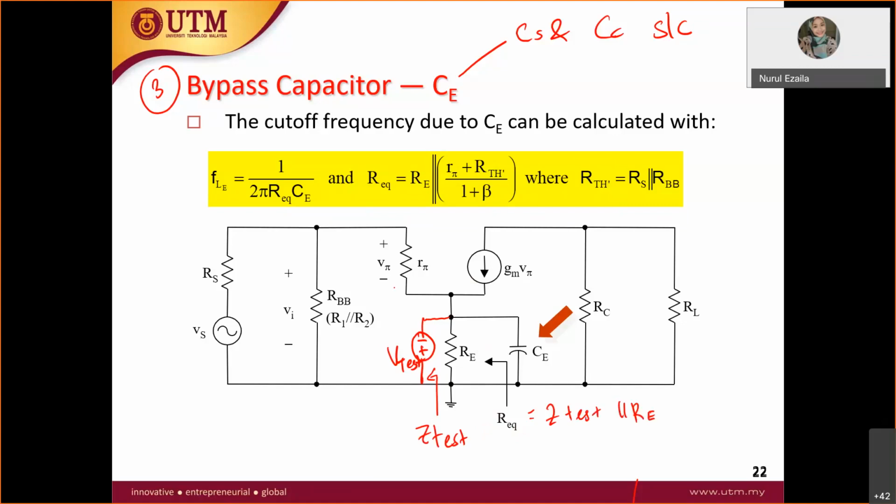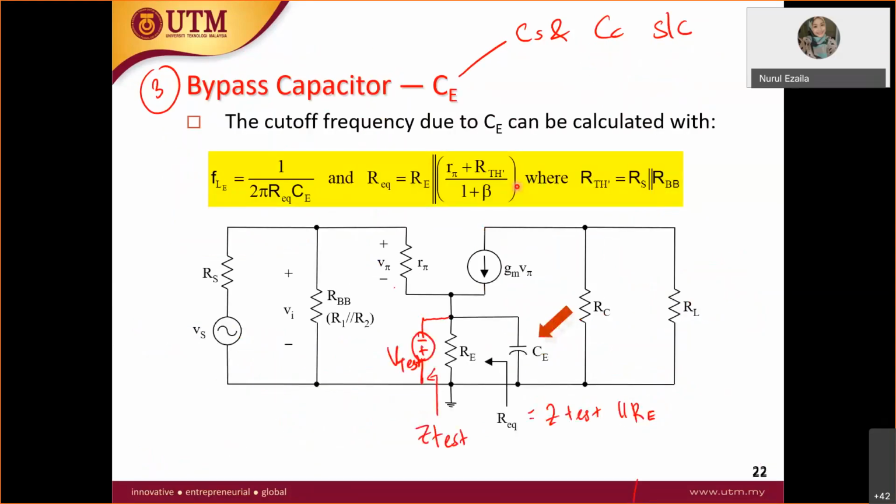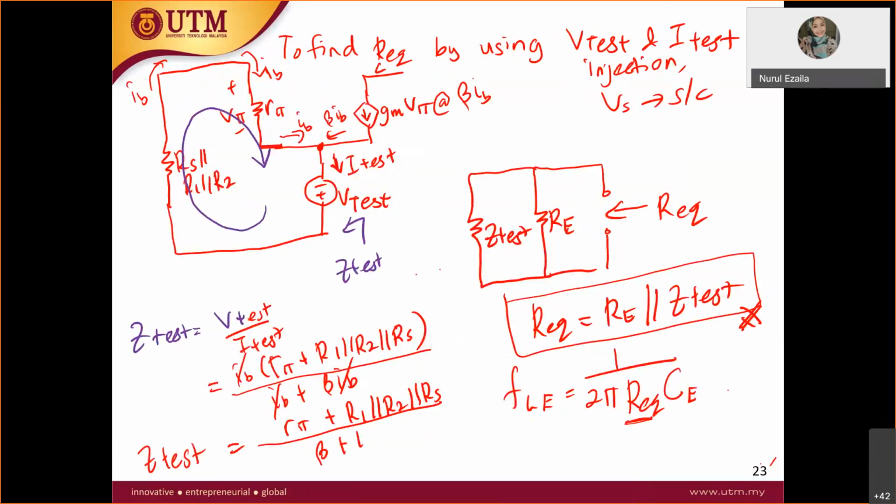So how do we find Z test? I believe that all of you have already known this. Z test is found by injecting an imaginary voltage. When you inject the imaginary voltage, V test and I test, what happened to this source? It will be shorted. The only voltage supplied during the imaginary circuit is just the V test and I test. So that's why all this voltage source is shorted.